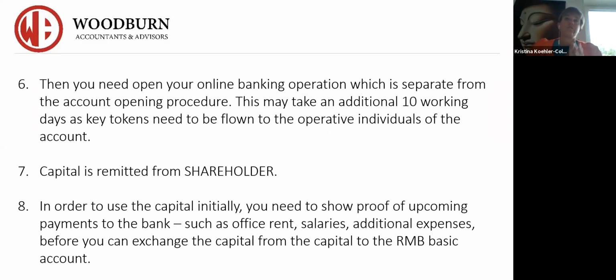So the 25 to 30 working days is really to get the account numbers for the capital account and the renminbi basic account, but it does not have anything to do with setting up your online banking operation, okay? The online banking operation is going to be very different bank to bank. The platforms are quite difficult.